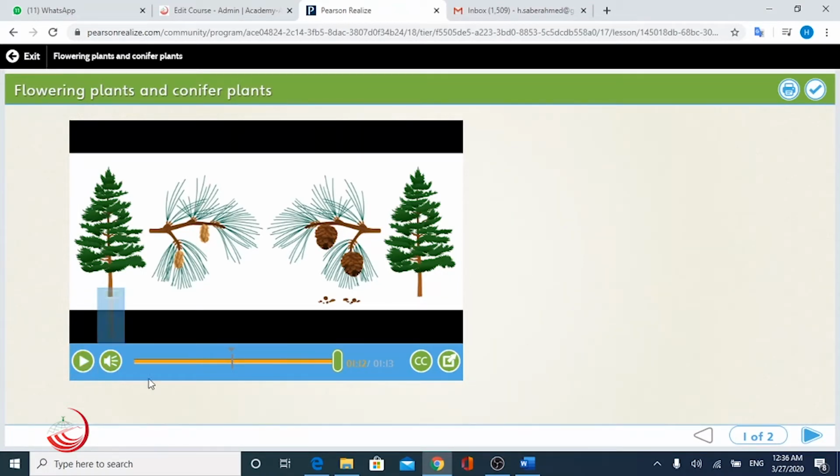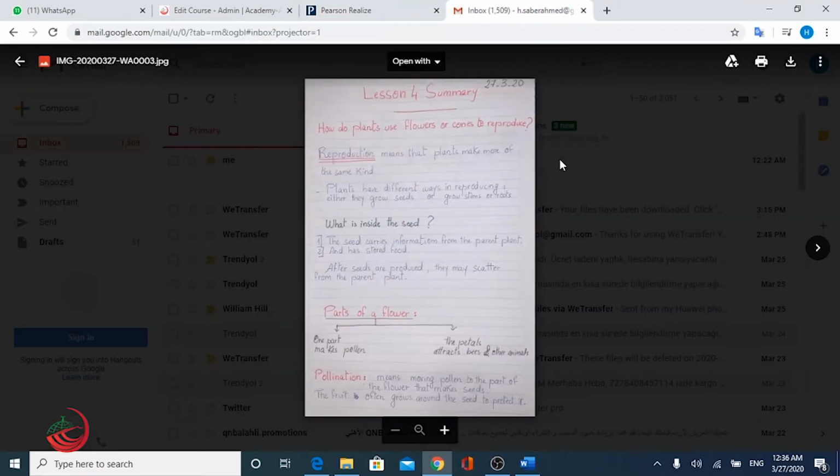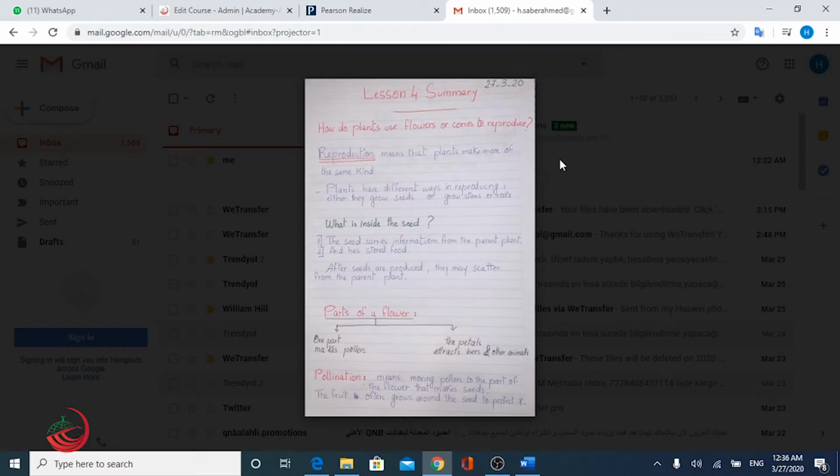Okay, now we'll go back to our summary. We'll brief all the important expressions in this lesson. What do I mean by reproduction in plants? Reproduction in plants means that plants make more of the same kind. When a plant reproduces, it makes more from the same kind. So the apple tree will produce seeds that will grow into an apple tree, not into an orange tree, for example.